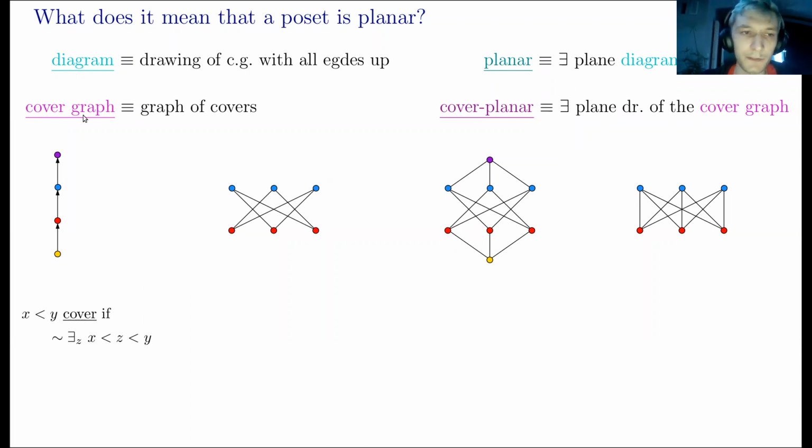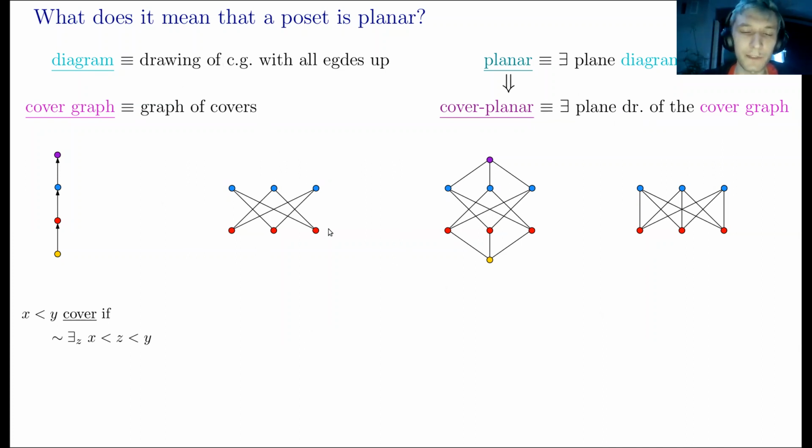So for example, this one is planar because this is planar, no edges are crossing. Yes, by plane I mean no edge crossings. And cover planar, I mean a poset for which there exists a plane drawing of the cover graph. So in such a drawing, there might be some edges which go down, not necessarily up. So let us consider some examples. These are examples which I want to consider. So first of all, one more thing. Planar obviously implies cover planar because the diagram is a specific drawing of the cover graph.